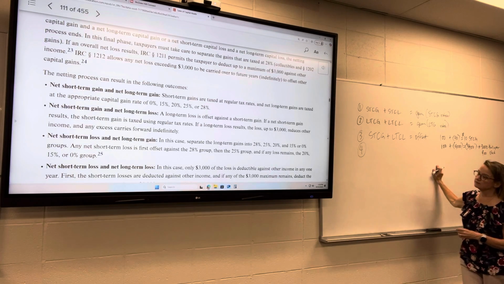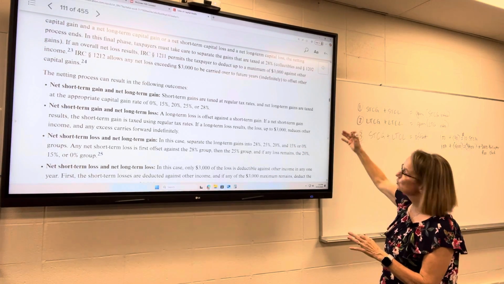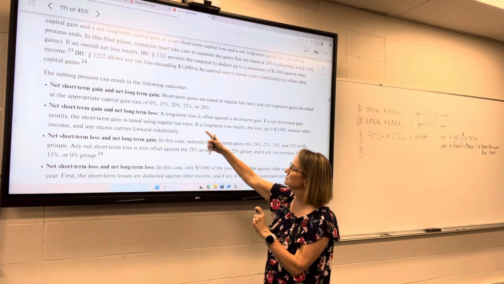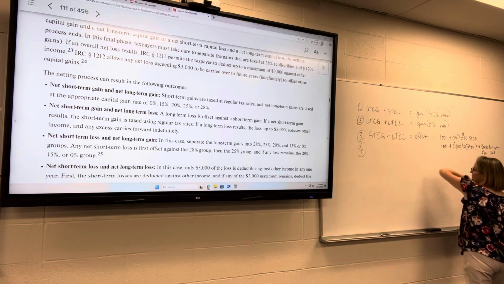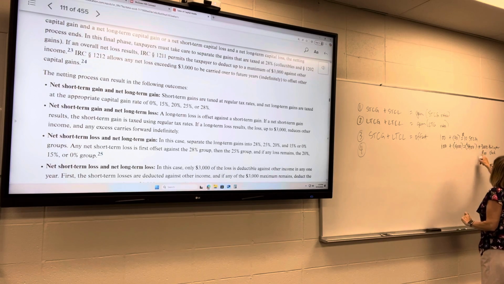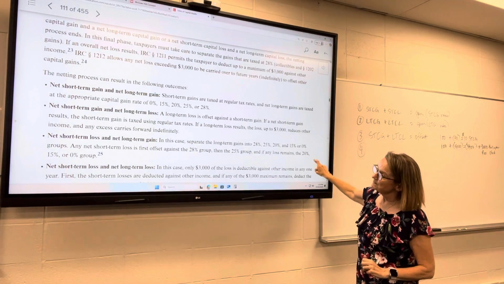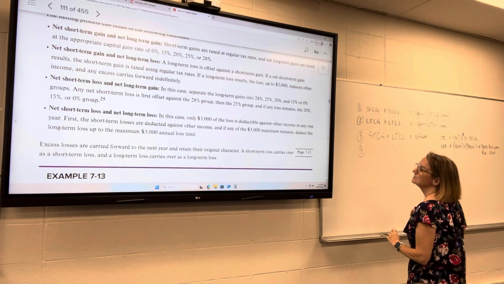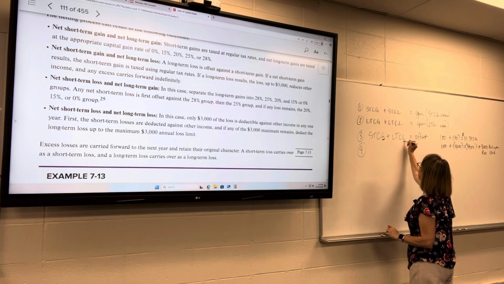So we're going to combine those. Long-term loss is offset if it's a short-term gain with the netting of those. Short-term gain is taxed using the regular tax rates. So again, this is short-term, so it would be at our regular tax rates. We would get to take the loss if it's the other way around.